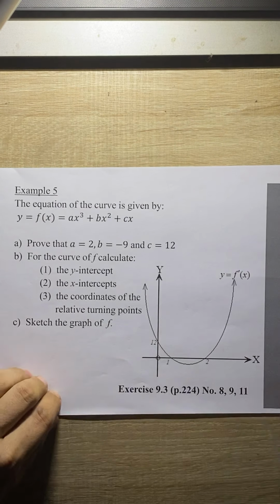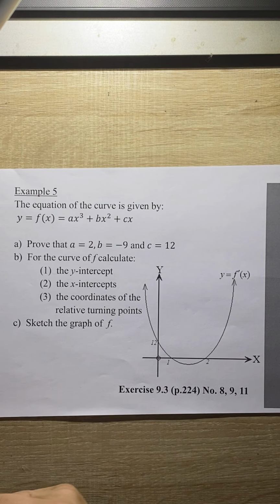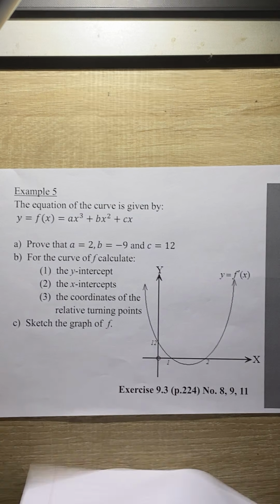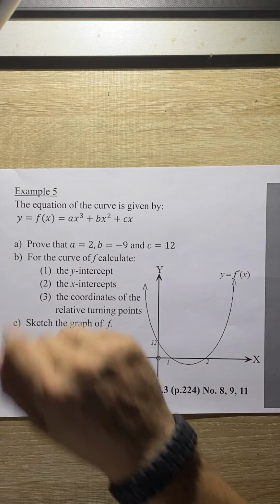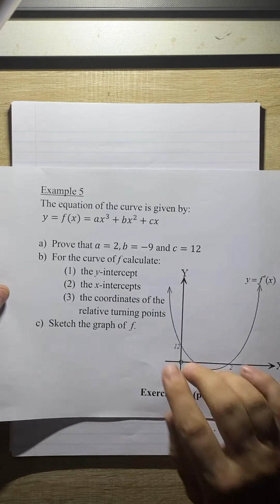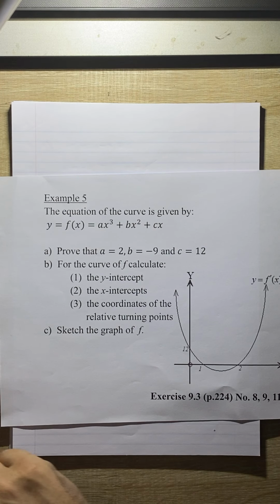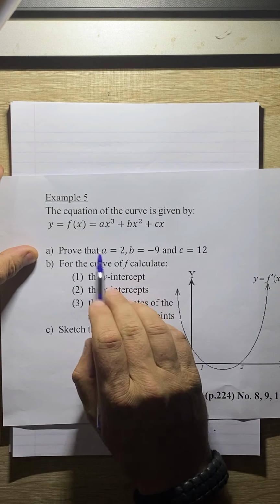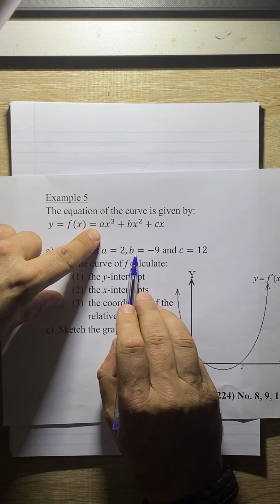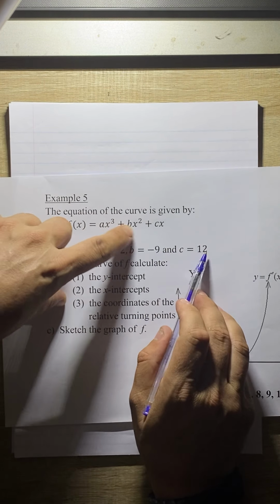What I am going to do is I'm going to be going through this example here, example 5. So it says here the equation of the curve is given by f. Let me just put this down so we can get some work here. So it's saying here that the equation of the curve is given by f of x is equal to ax cubed plus bx squared plus cx. We need to prove that a is 2, b is minus 9, and c is 12.